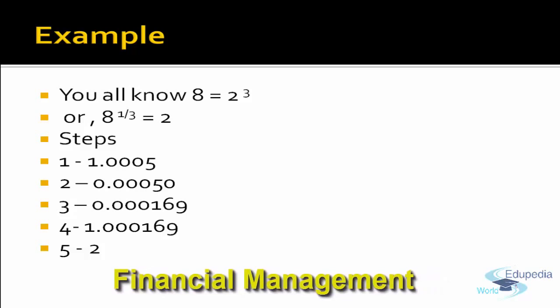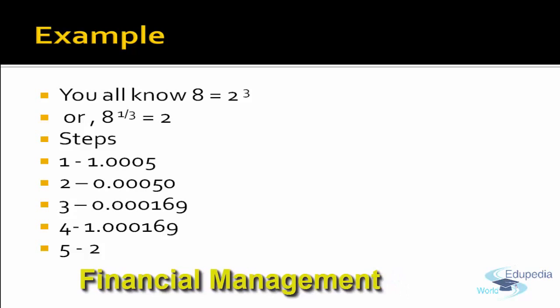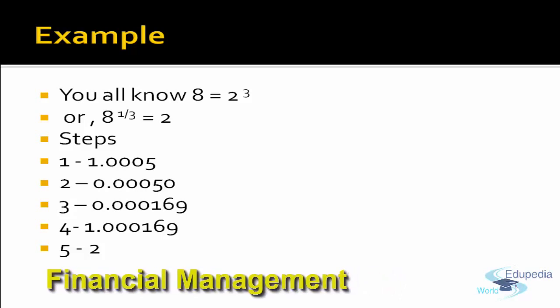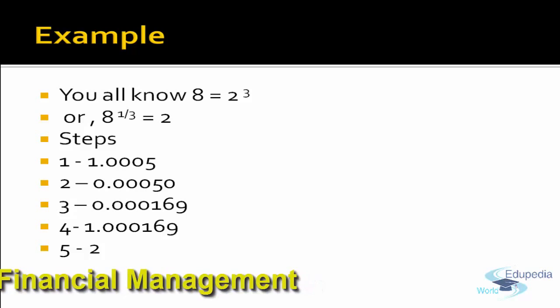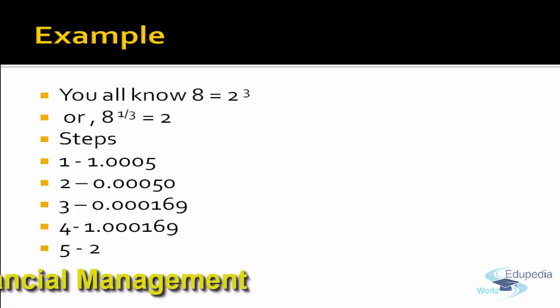Plus 1, that is step 4. So if you add 1, the result on your screen is 1.000169. Now press the multiply button and the equal button. This is one time. Again press multiply equal 2 times. Multiply equal 3 times. Do this for 12 times. Your answer will be 2.